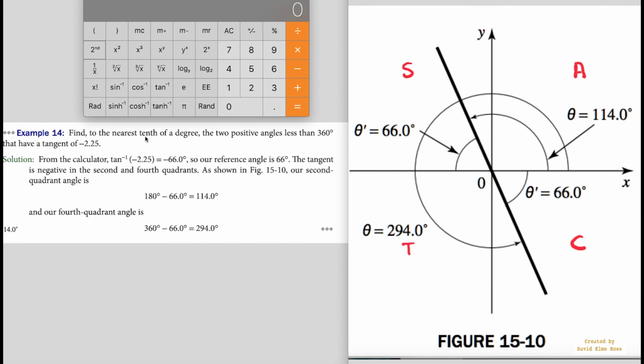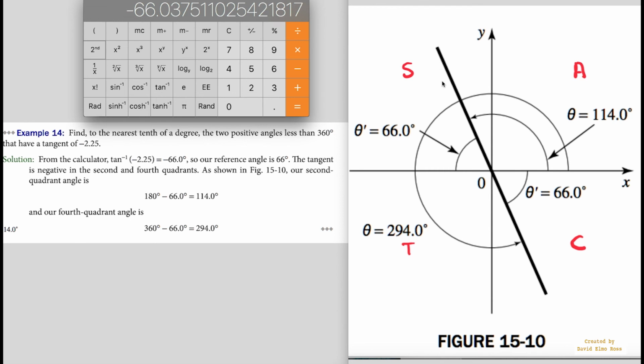It says find to the nearest tenth of a degree two positive angles less than 360 degrees that have a negative tangent. Now if we take a look here, this will not have a negative tangent because all are positive. This won't have a negative tangent because this is where the tangent is positive, so it has to be in one of these two quadrants. Now we're given the tangent is minus 2.25, so let's put in 2.25, change sign. Let's do the inverse tan, and we get 66 degrees. So 66 degrees is what we have.